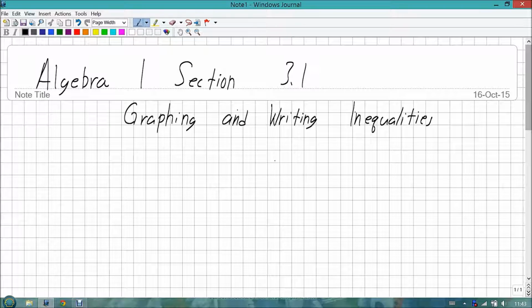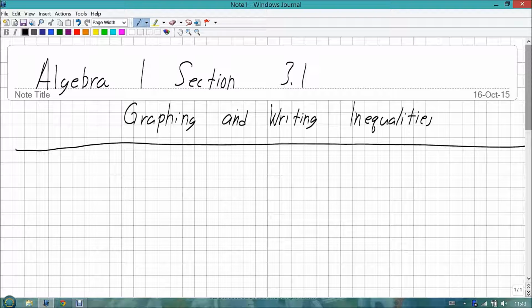Today we're going to be going over section 3.1, Graphing and Writing Inequalities. So before we can start graphing and writing them, we have to know what they are. So let's go over what an inequality is. So here's our definition.